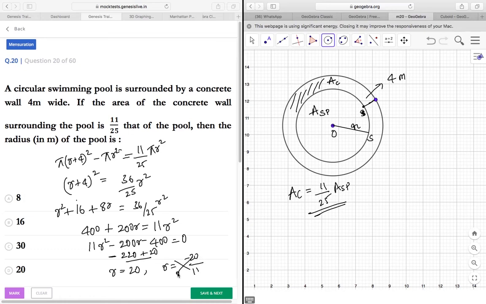So this cannot be negative. The answer is R is equal to 20. Hope this is clear. Don't make mistakes when you are solving this quadratic equation. The whole problem, you have actually got the solution the moment you arrive at this particular equation, that is pi into (R plus 4) square minus pi R square is equal to 11 by 25 times pi R square. So the moment you understand this, or you get this equation, the next part, please take care of your calculation. That's all.